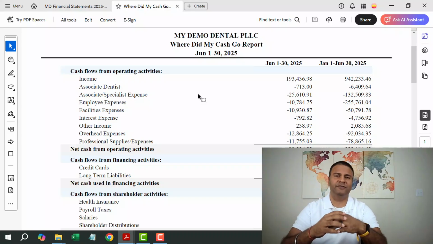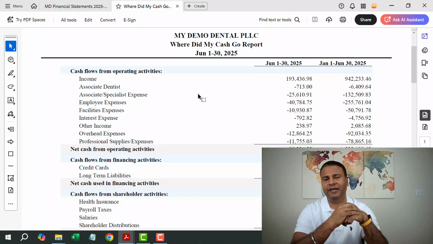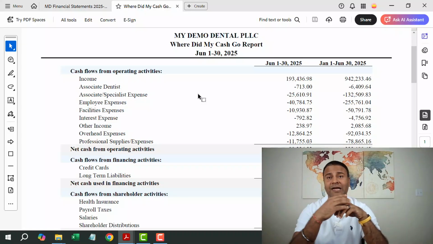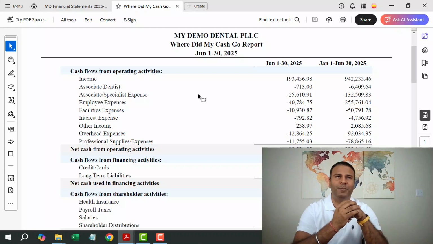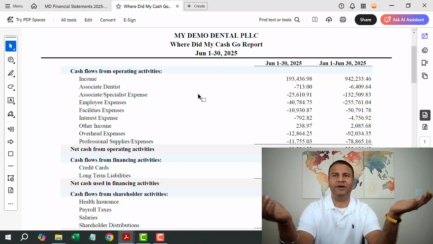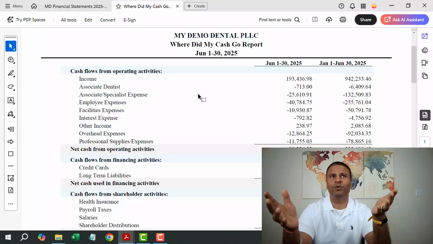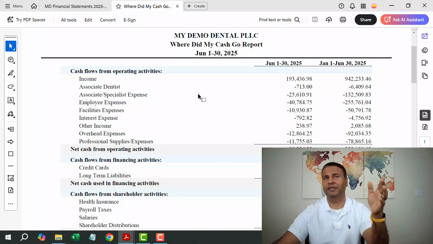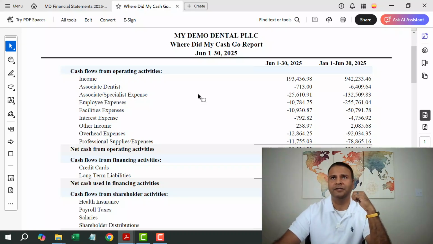So we get clients calling us and asking, hey, I noticed that my P&L is showing me that I made $400,000, but where did that cash really go? I don't have it. And this report answers that very specific question, where did that money really go? So let's go through it real quick so that you understand how to read this report.